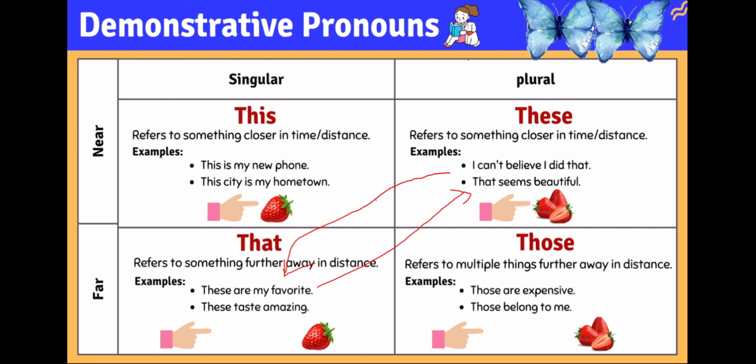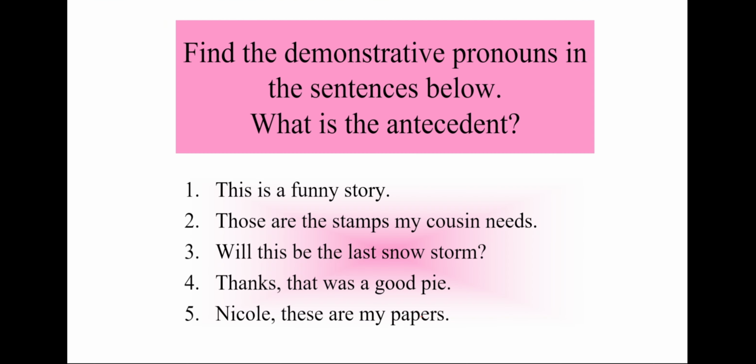Okay. And now we also have plural. Plural here refers to something closer in time or distance. For example, "These are my favorites." And "These taste amazing." And we have "those." "Those" refers to multiple things further away in distance. For example, "Those are expensive." "Those belong to me." Okay, that's very good.